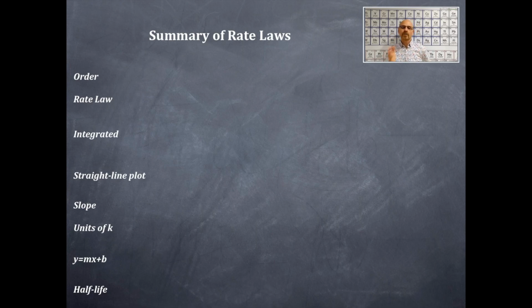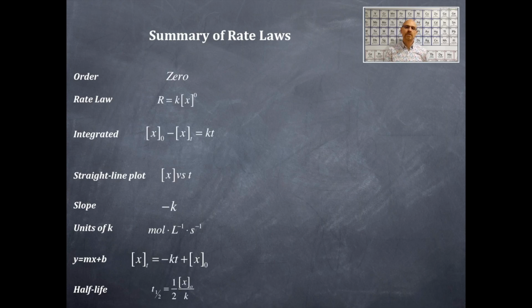So on the far left hand side, I have the order, the rate law, the integrated rate law, the straight line plot, the slope, the units of k, the y equals mx plus b, that is the linear form, and the half-life equation. Okay, so here we go. This is for zero order, reading from the top to the bottom.